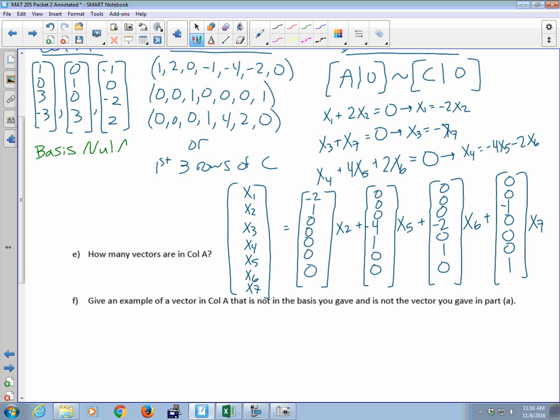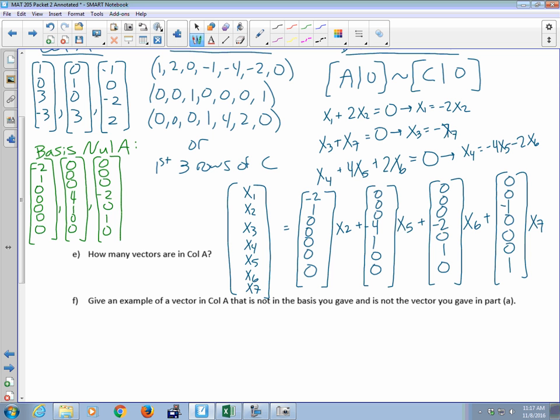Basis for null A is -2, 1, 0, 0, 0, 0, 0. 0, 0, 0, -4, 1, 0, 0. 0, 0, 0, -2, 0, 1, 0. And finally, 0, 0, -1, 0, 0, 0, 1. So there's my basis for null A. It's got 4 vectors in it, which we already knew it was going to have 4 because there were 4 free variables.